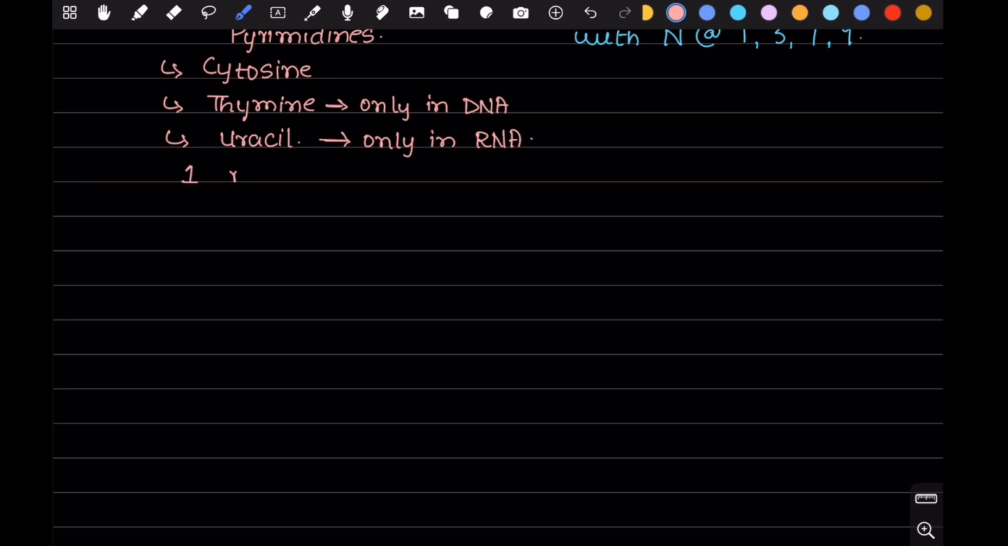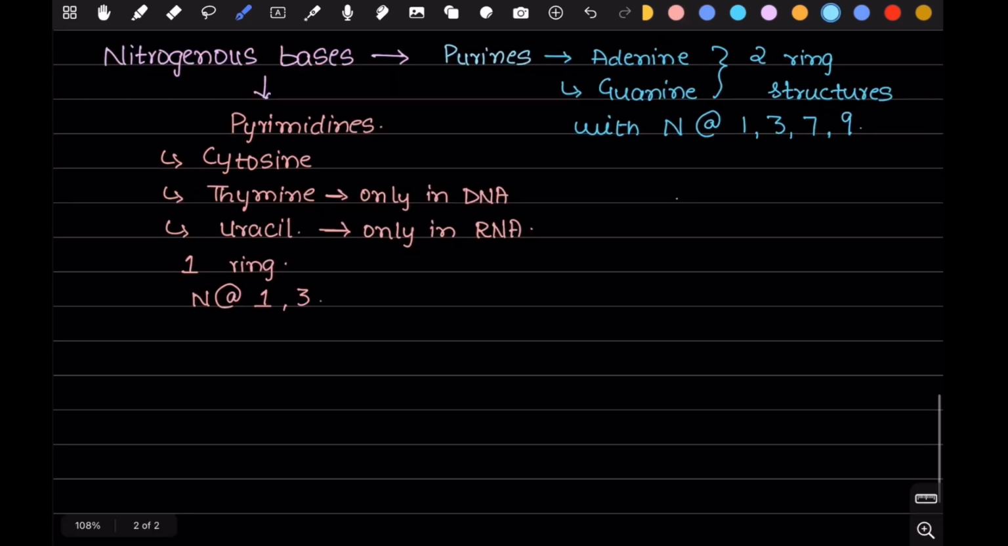So these are single ring structure only. They have only 1 ring, and they have nitrogen at the first and third place. Now we'll see the structure of purine. C, N, let's put C over here, then another N, C over here, C over here, and let's close it.